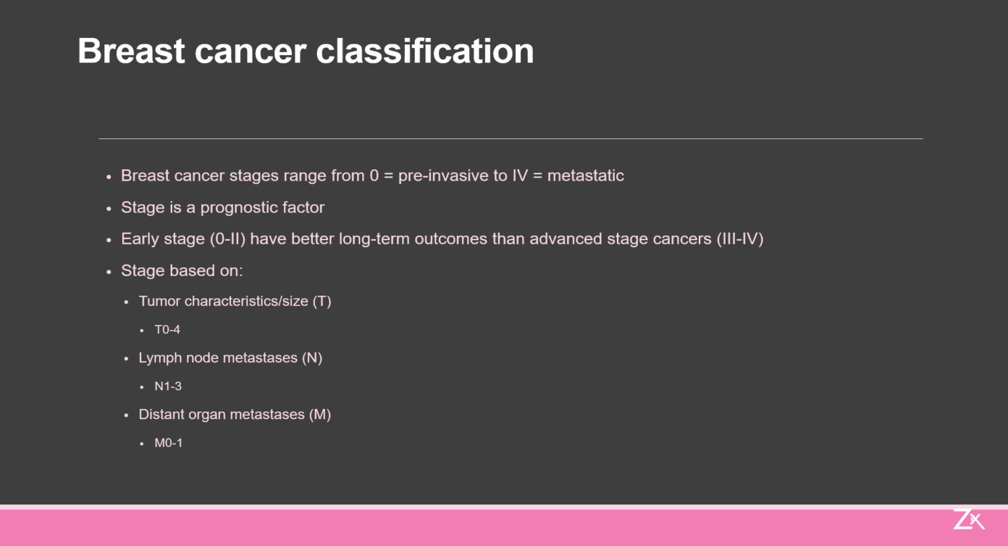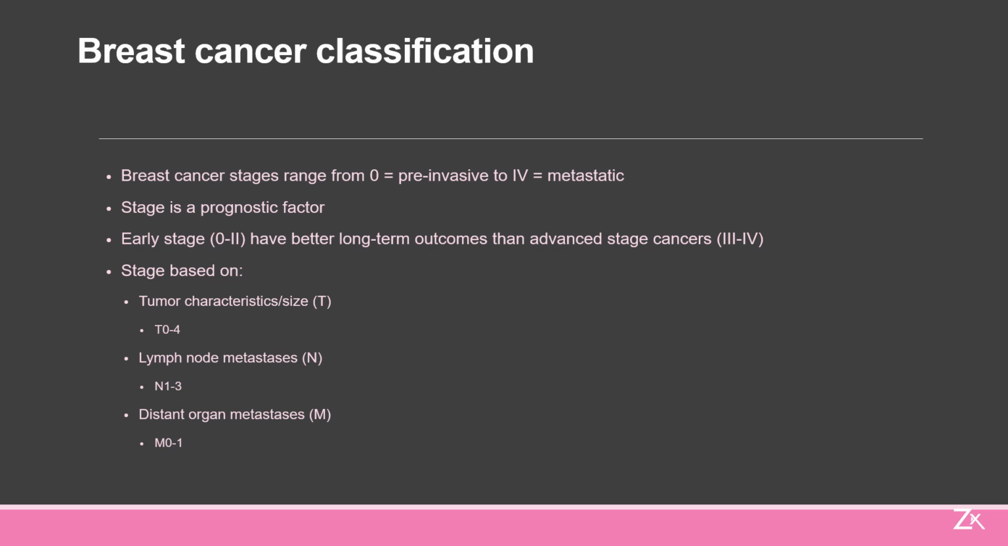Breast cancer stages range from 0, which is pre-invasive, to 4, which is the most metastatic. Stage is often a prognostic factor. Early stages have a better long-term outcome than advanced cancer stages such as 3 and 4.